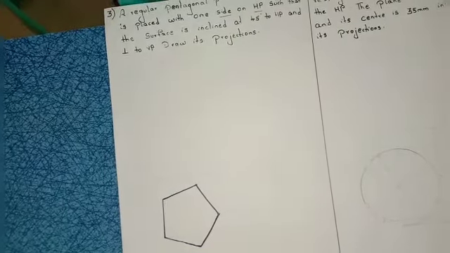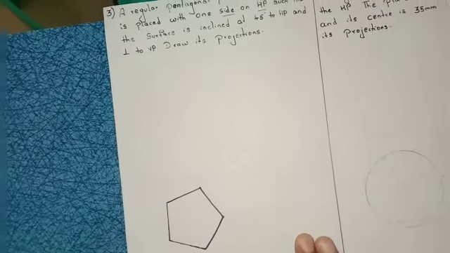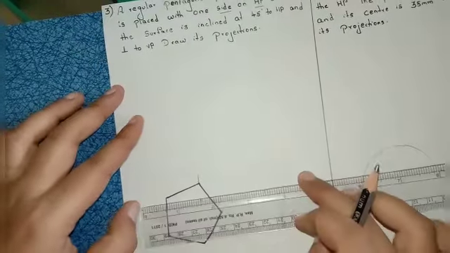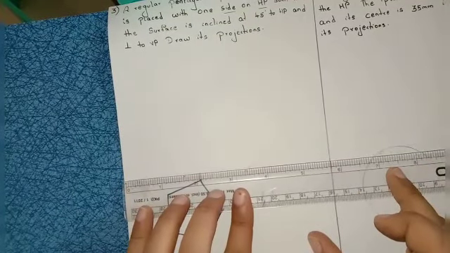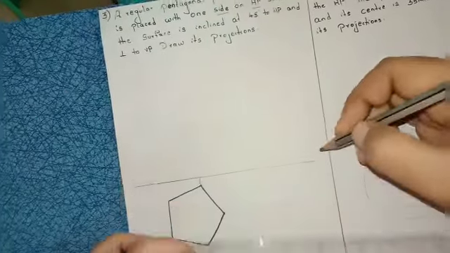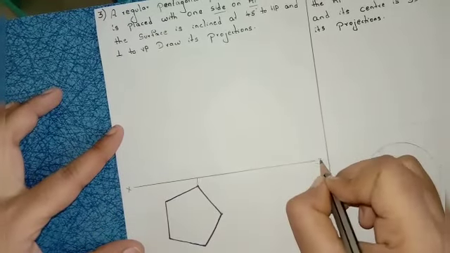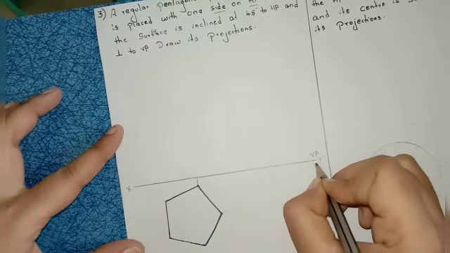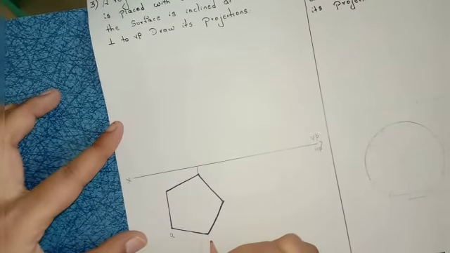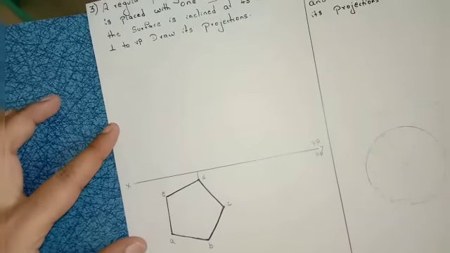Now from this corner you should leave a 5 mm gap. After that draw the reference line of any length, name it as XY. This is the vertical plane and horizontal plane. So name this pentagon as A, B, C, D and E.